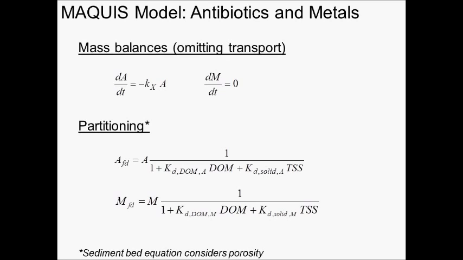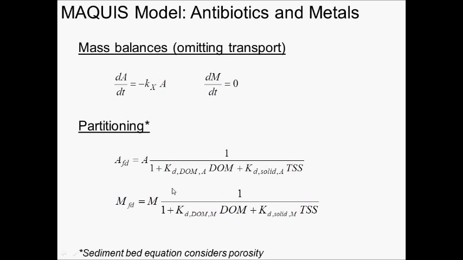So for antibiotics and metals, a relatively simple approach is being used for modeling those. The antibiotic decays in a first order manner. Again, in these mass balance equations here, I'm omitting the transport that I outlined in the previous slide. So antibiotics decay in a first order manner, and metals are conservative.